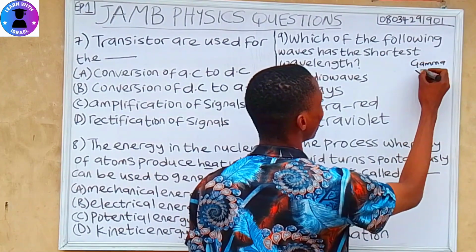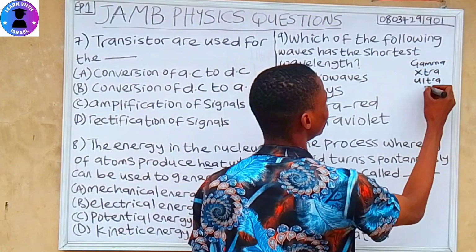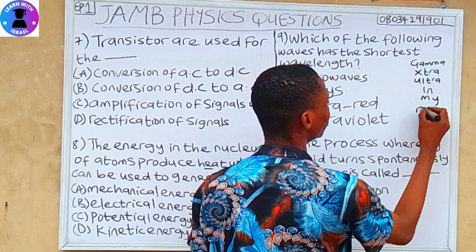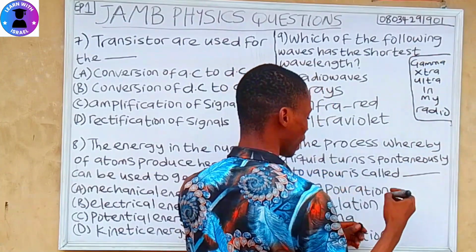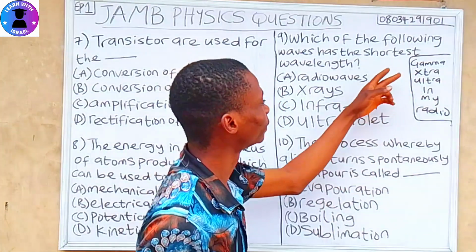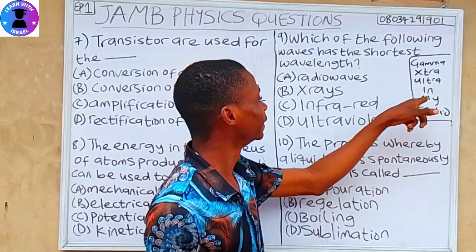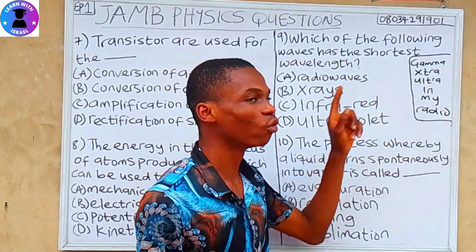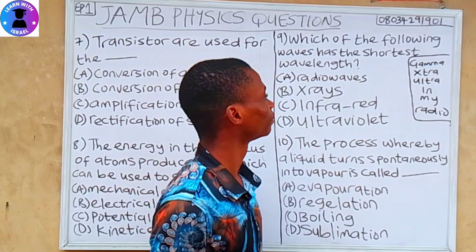Gamma, extra, ultra in my radio. This is the gamma ray. This extra means X-ray. This ultra means ultraviolet. This in means infrared. This means microwave. Microwave is not in the option. And this radio means radio waves.